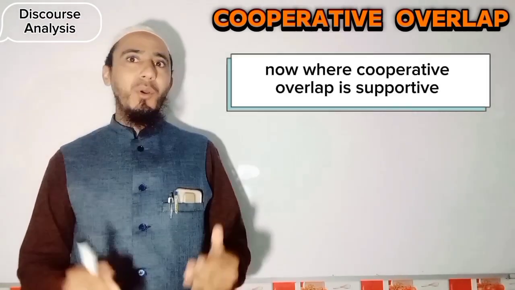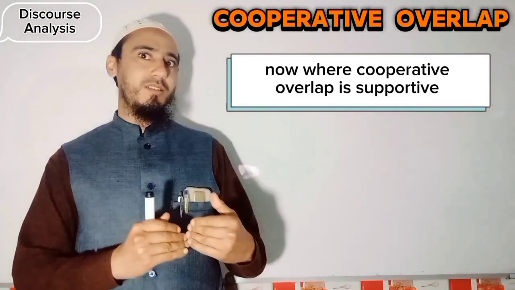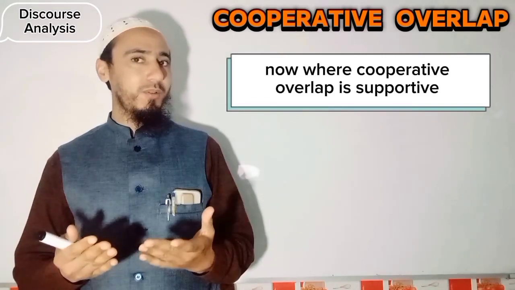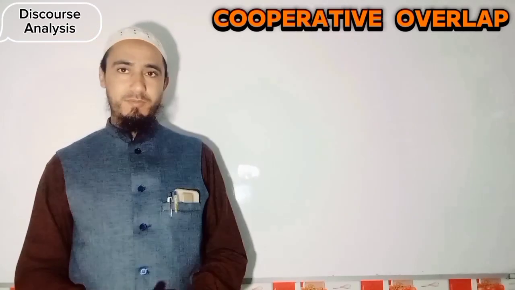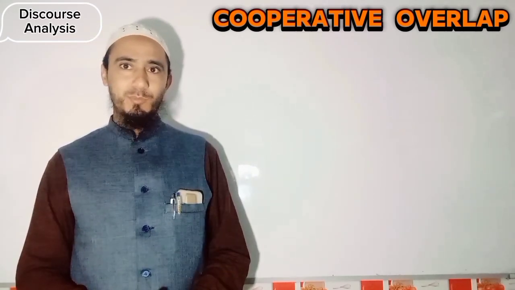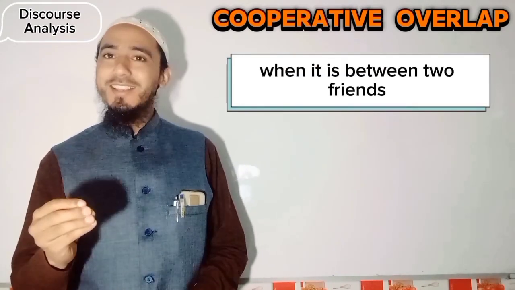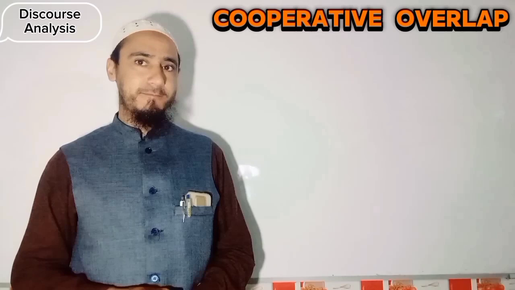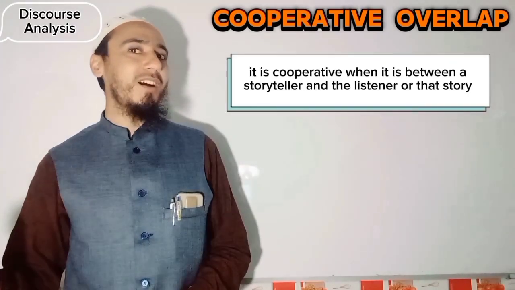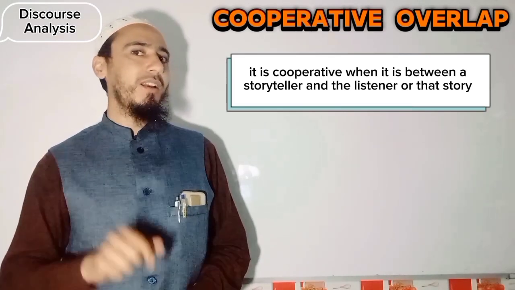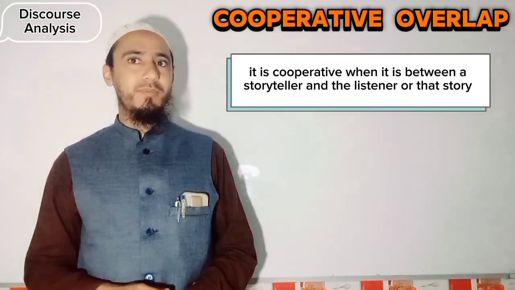Now, where is cooperative overlap supportive, where is it cooperative and where is it not cooperative? Cooperative overlap is cooperative when it is between two friends. It is cooperative when it is between a storyteller and the listener of that story.